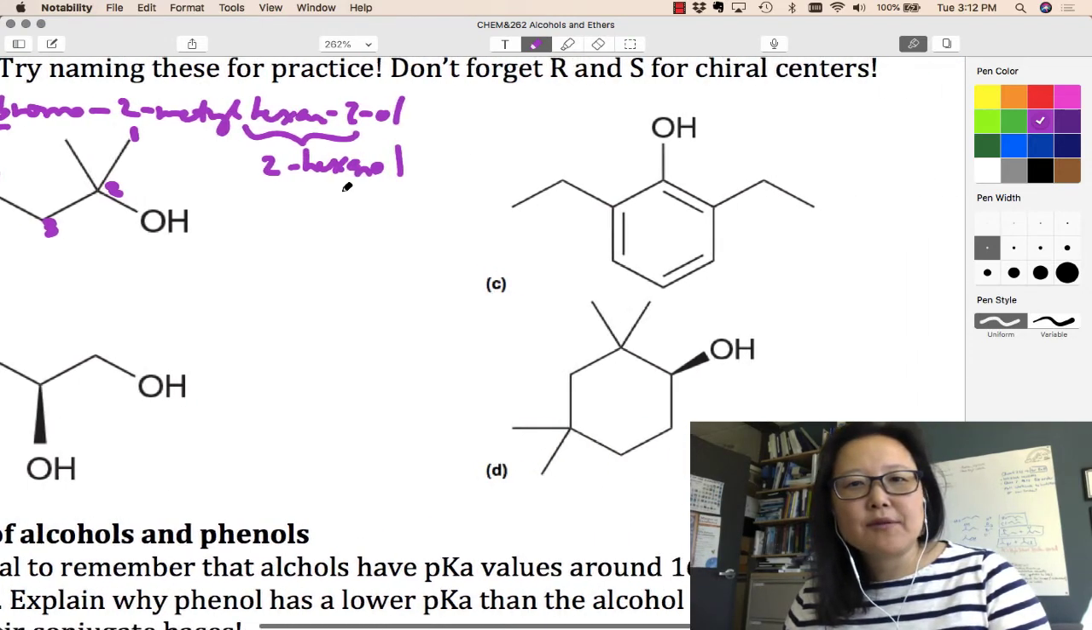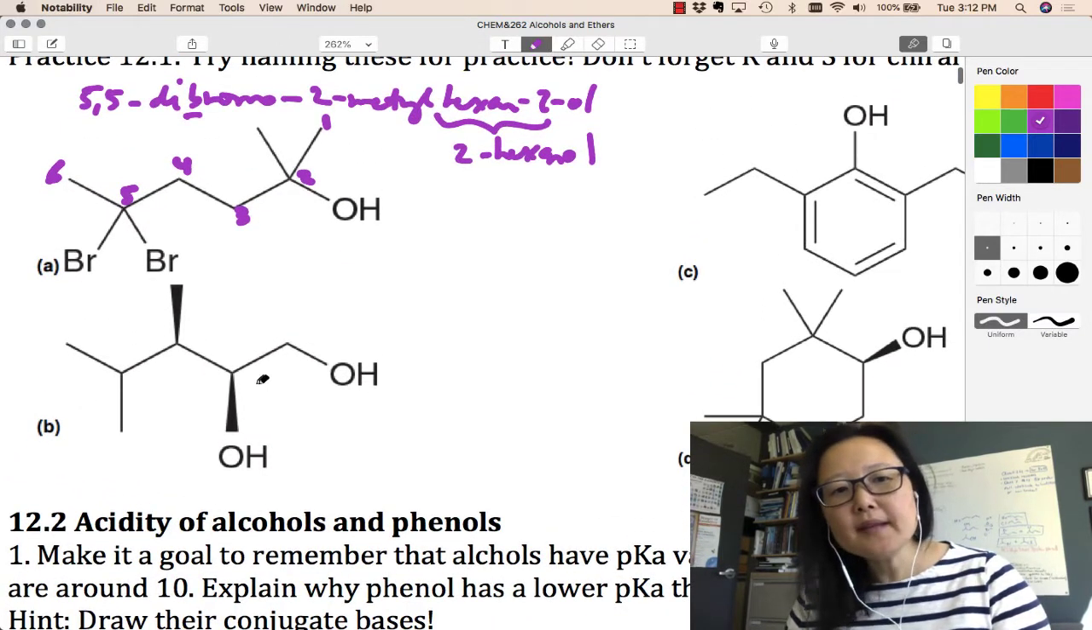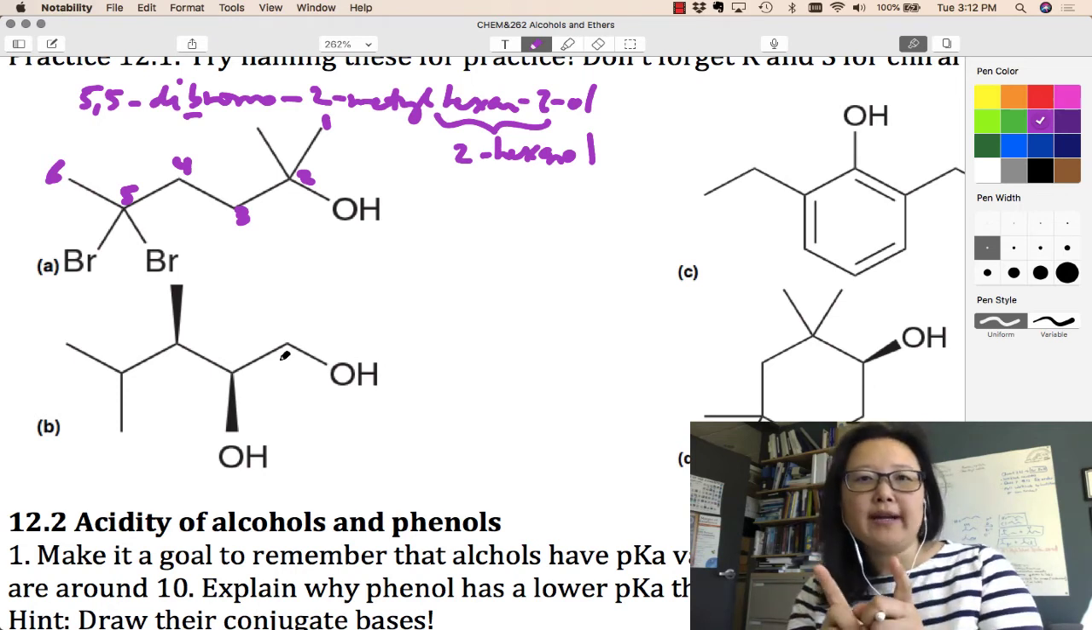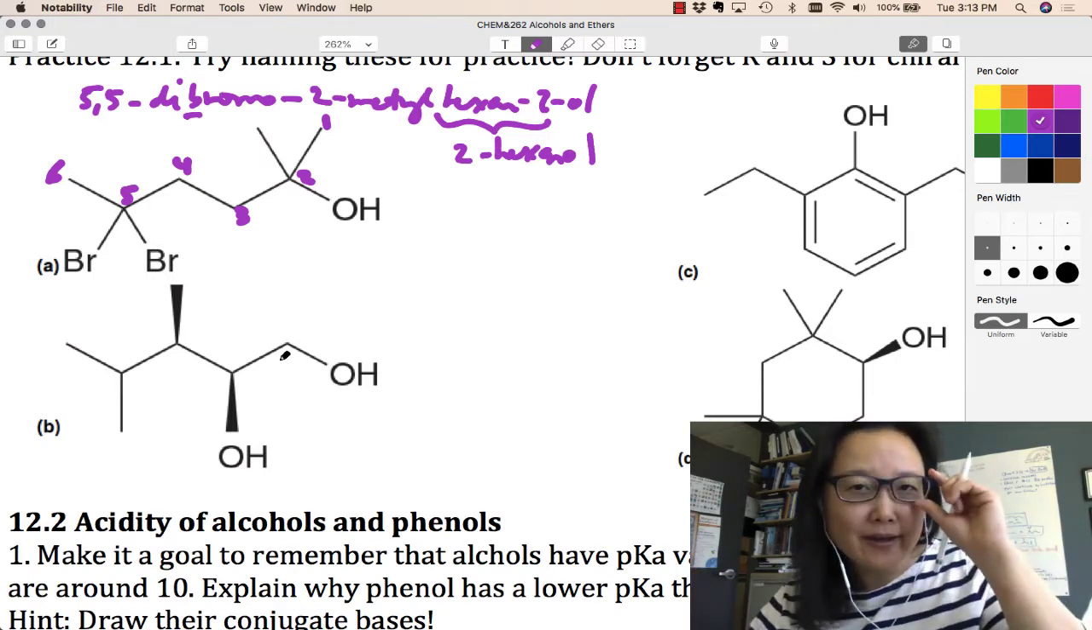Okay, let's move on. Let's try B now. Go ahead and look for your longest chain, and for this one you're going to name it as a diol. So either butadiol, pentadiol, hexadiol, and you want to specify numbers for where the OHs are, because the diol could be 1,1, 2,2, 1,2, 1,5. You have to specify where those OHs are located.